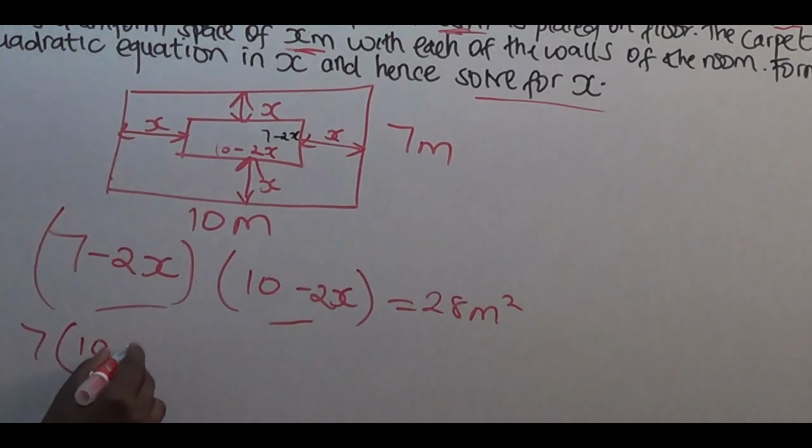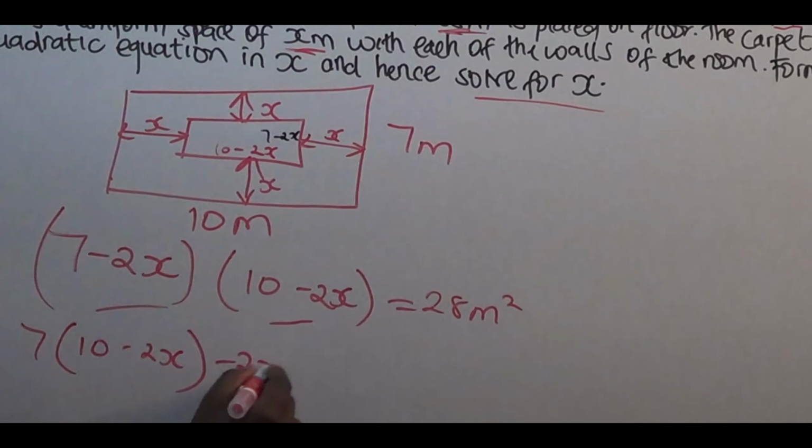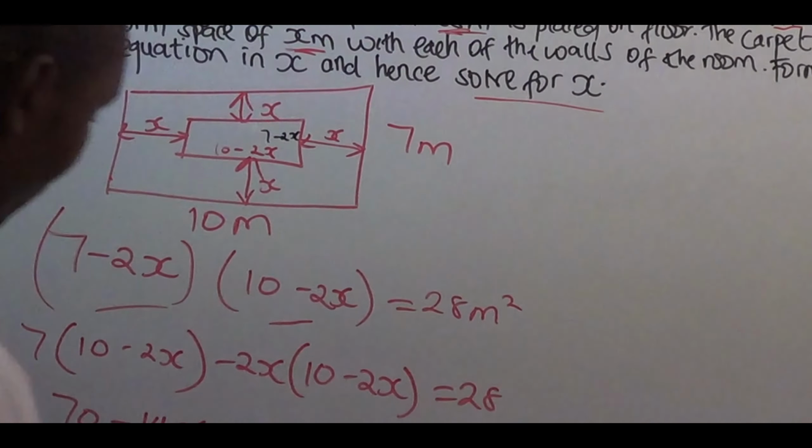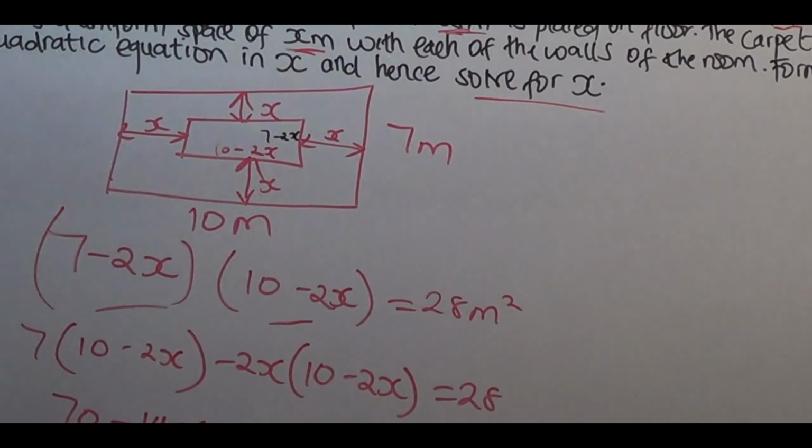7 into 10 minus 2x, minus 2x into 10 minus 2x equals to 28. So this is 70 minus 14x minus 20x plus 4x squared equals to 28. Let us collect the like terms. So the like terms at this point, it will be 70, minus 14 minus 20, that is minus 34x, plus 4x squared equals to 28.